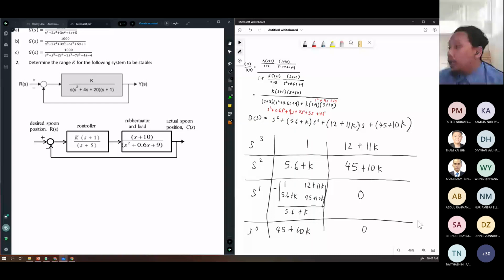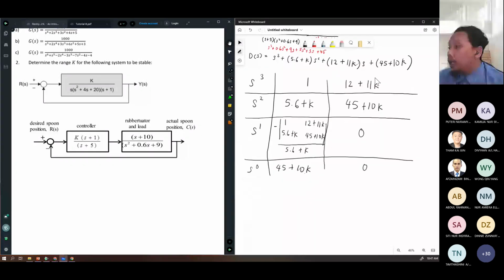Now after you generate the Routh table, you can analyze the system stability or find the range of K by looking at the first column, and make sure that all of them are positive. Let's look at row S2 first. We get 5.6 plus K must be bigger than 0. So K must be bigger than negative 5.6.